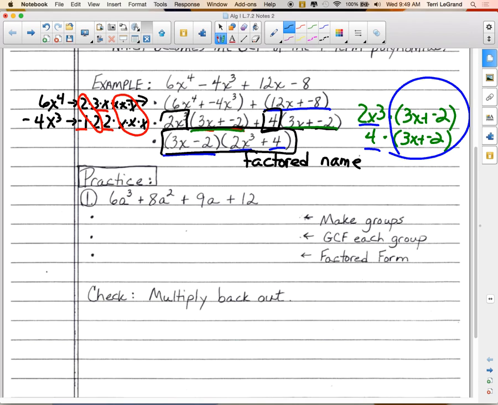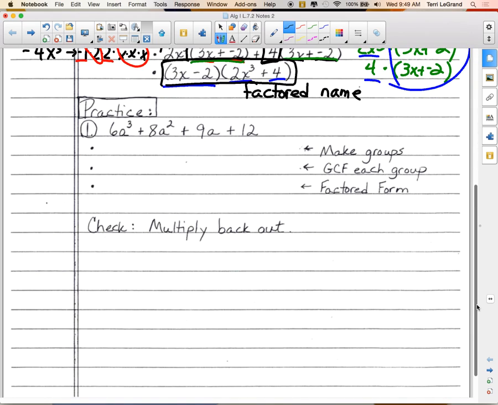Okay, let's go practice. Let's do our own here. Let's get our work in. We have 6a cubed plus 8a squared plus 9a plus 12. Any subtraction to change? No. So now what I can do is I can just go right to making the groups. I'll take the first two and group them together. Bring this plus sign down, that's in between here, and make my other group 9a plus 12.